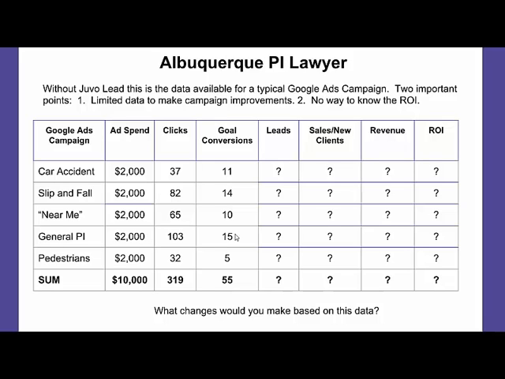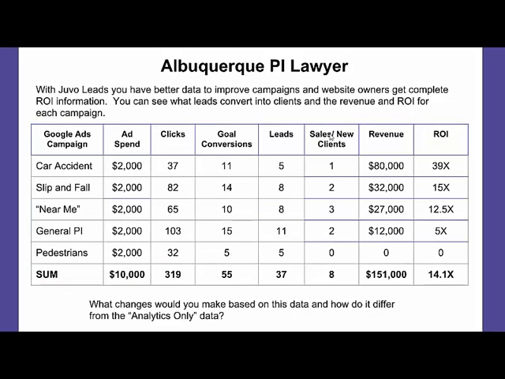But now, here's the data you see with Juvo Leads. Looking at the Google Ads data alone, you'd be right in thinking that the general PI campaign is the best, and maybe you should allocate more budget to that one. But with Juvo Leads, we see that number is deceiving. That's not the campaign that really brought the revenue in. It's the car accident campaign. But had it not been for Juvo Leads, we wouldn't have known that.